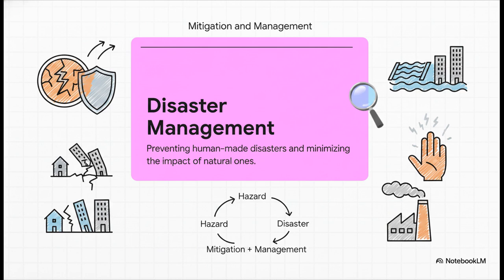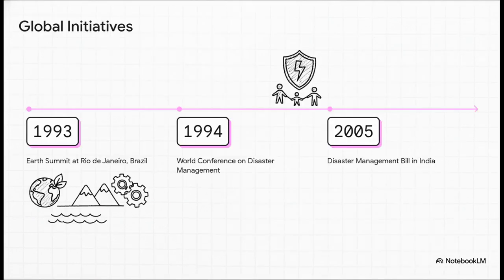Since we know for a fact we can't stop the Earth from shaking, the entire global focus has completely shifted. We're moving away from just reacting after the damage is done and moving toward proactive preparation. This means actively preventing the human-made disasters where we can and strategically minimizing the impact of the natural ones long before they strike. And we can actually trace this global shift over the last few decades.